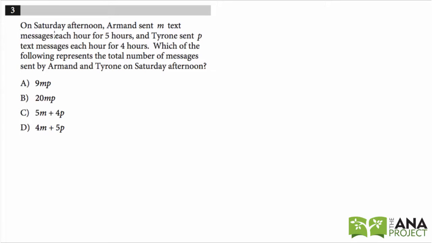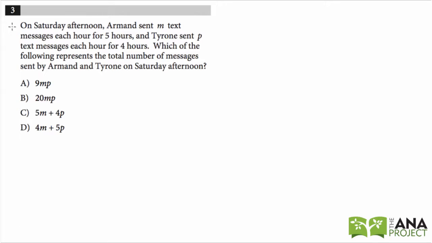On Saturday afternoon, Armin sent M text messages each hour for 5 hours, and Tyrone sent P text messages each hour for 4 hours. Which of the following represents the total number of messages sent by Armin and Tyrone on Saturday afternoon?